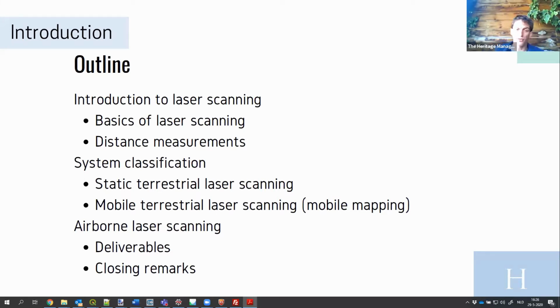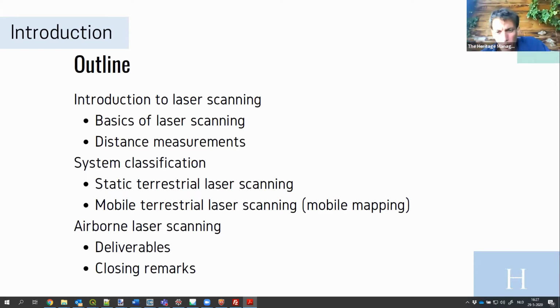I don't know if you are familiar with a total station, but if you put it very naively, a laser scanner is just an automated total station. Instead of pointing in certain directions manually using your eye, you set an angular increment and it will automatically measure a lot of points. So we will discuss these basics and the way that distances are derived. I will also give you a system classification.